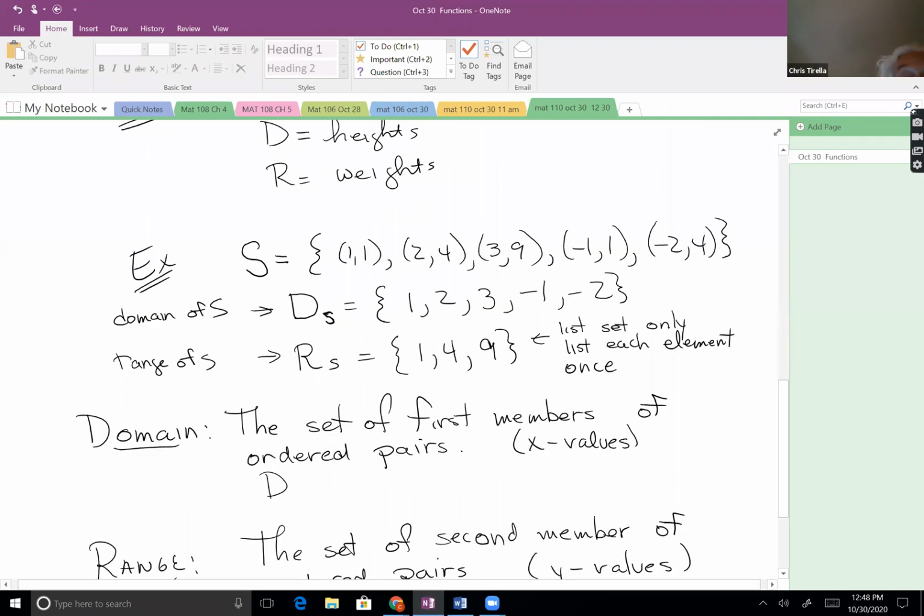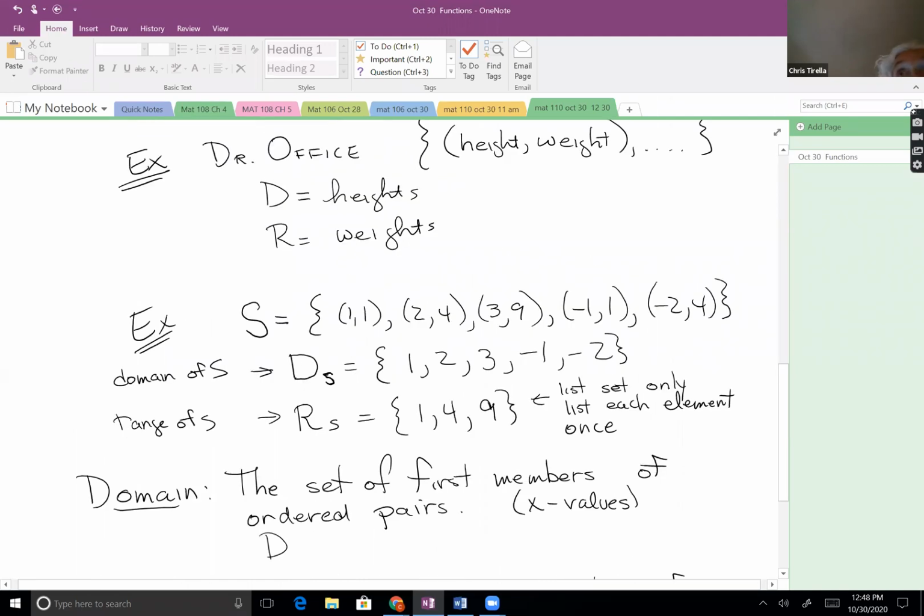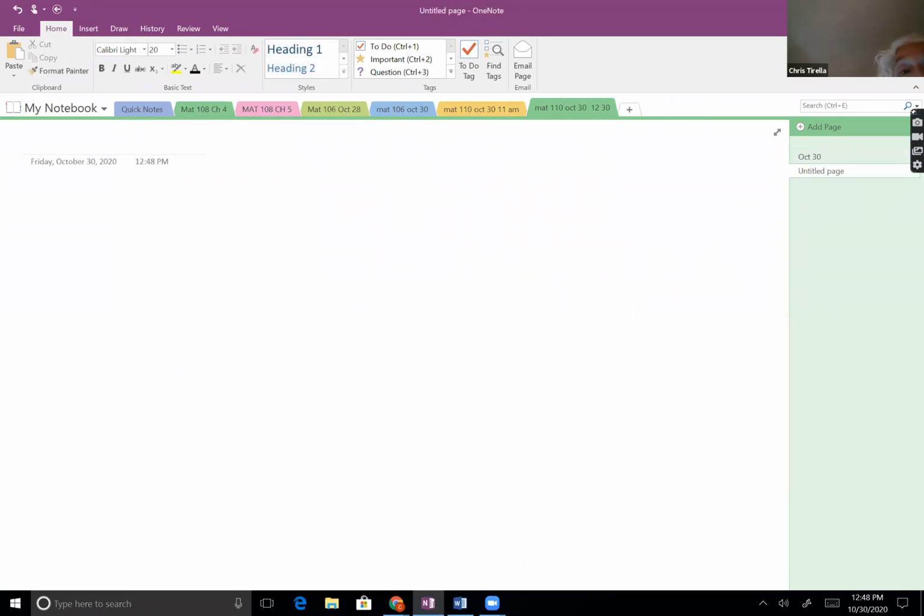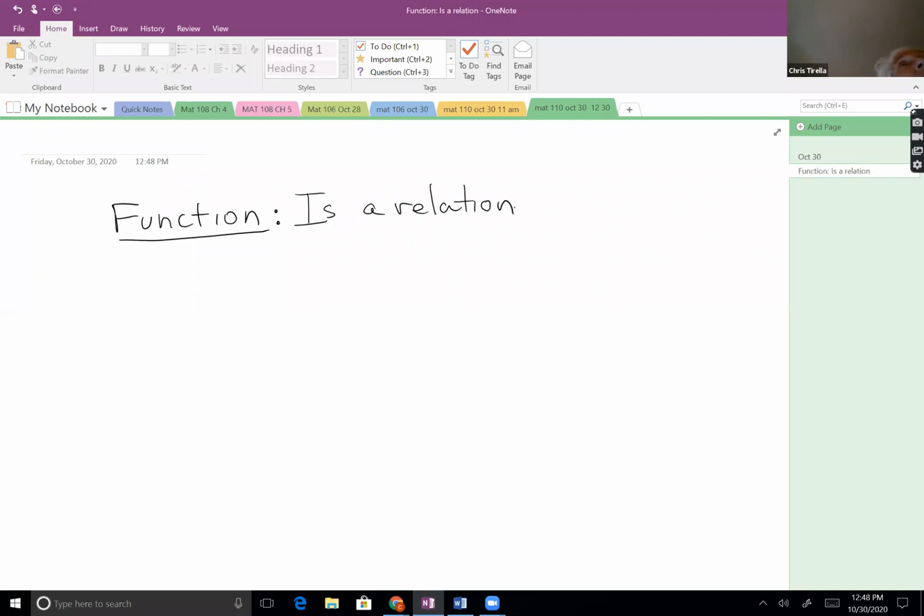And if that's all right with respect to parts of a relation, what we're going to do now is look at what makes a relation a function. A function, at its most basic, is a relation. And so that's telling me that a function is a set of ordered pairs. A function has a domain. A function has a range.